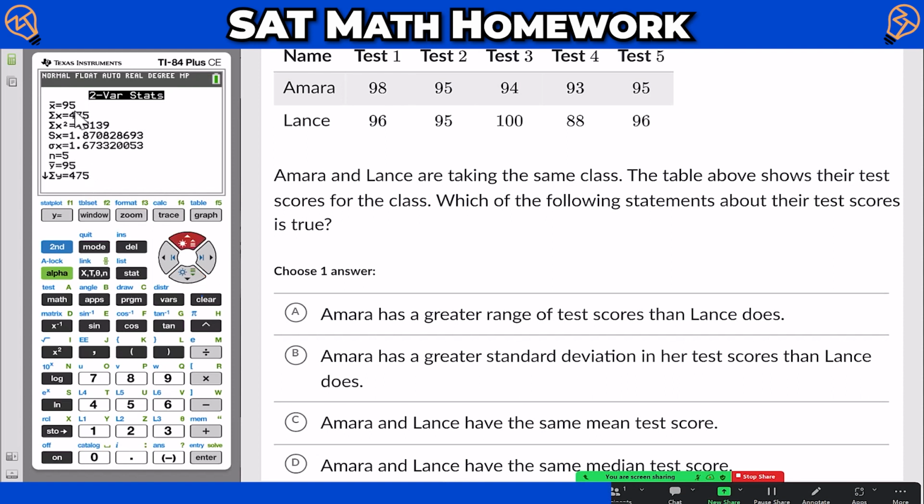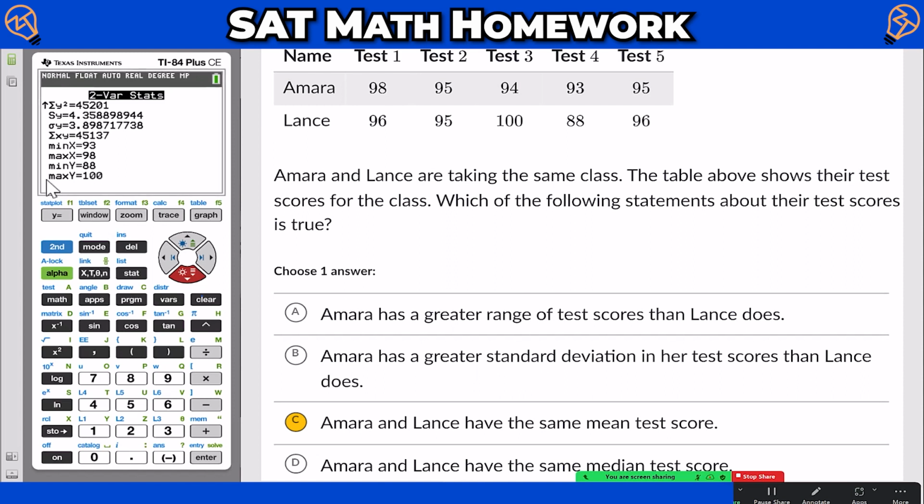So right away with the mean, we see that they're both 95. So that actually right away makes the correct answer option C. However, let's go ahead and look at some of these other options. So to find the range, unfortunately, that's not something that's explicitly given to you here. But they do give you the min and max for these values. So if you subtract them, 98 minus 93, this is 5. So that's the range for Amara. The range for Lance, the Y values, is 100 minus 88, which clearly is not 5, it's 12. So we know that those are different.